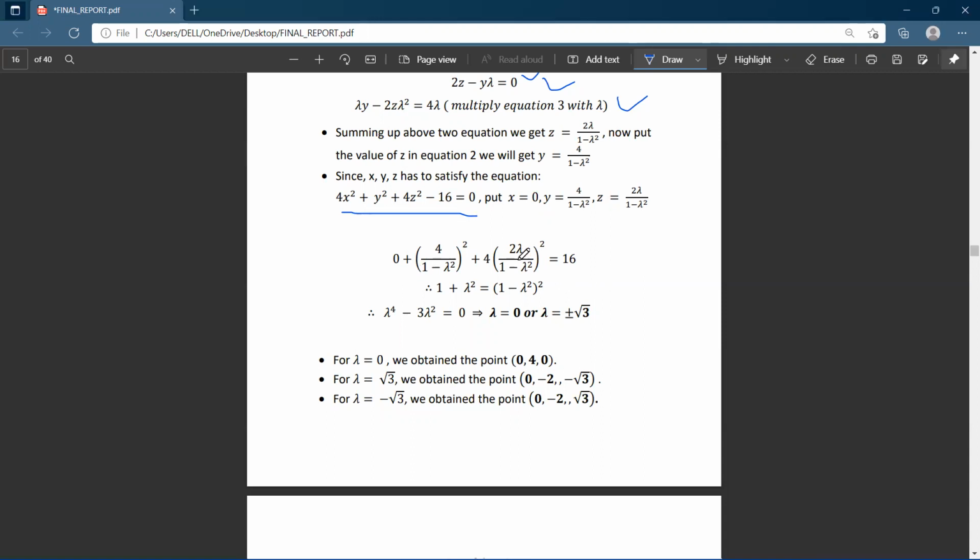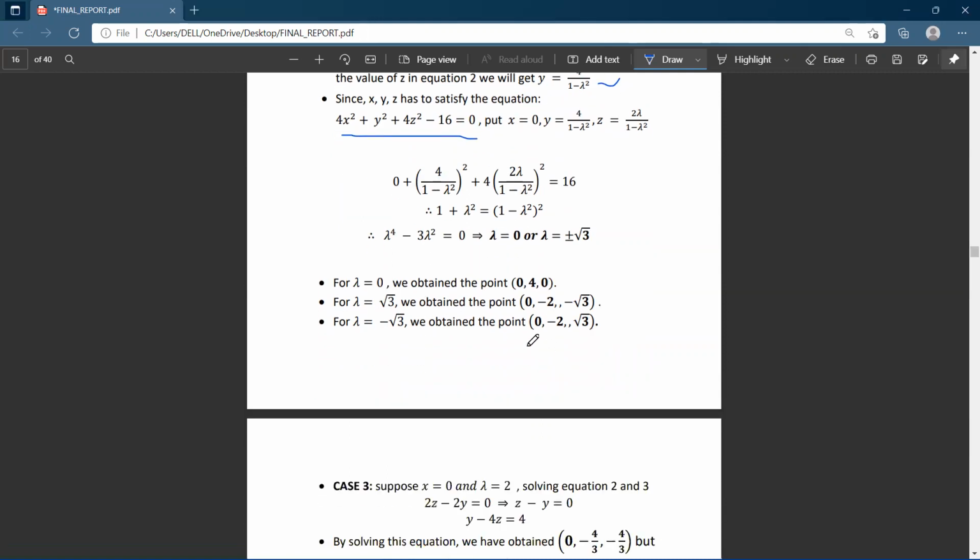After putting the values, the 16 will be cancelled. The LHS will only have 1 plus lambda square and the RHS will have 1 minus lambda square whole square. After solving that, we get lambda as 0 or lambda as plus or minus root 3. For lambda equal to 0, we get the point 0, 4, 0, putting lambda equal to 0 in these two equations.